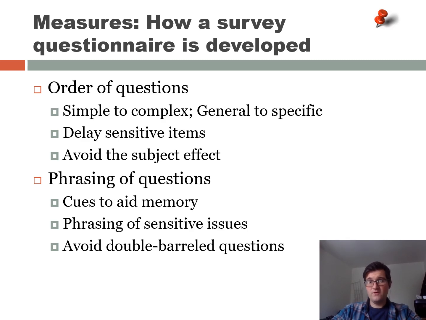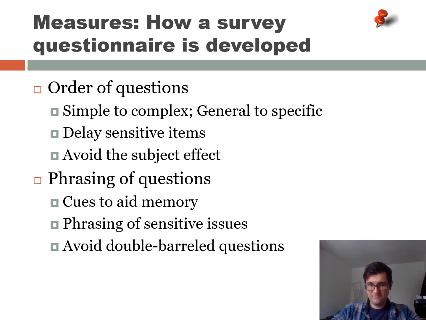We have to be aware of our order of questions. Typically, we're going to go from simple to complex questions and from general to specific. We usually want to delay sensitive items. If you're going to ask people about personal or sensitive matters, you usually want to keep that until relatively late in the survey. If people see an overly personal question too early, that may turn them off, whereas if they see it late, they're more comfortable answering by that point.